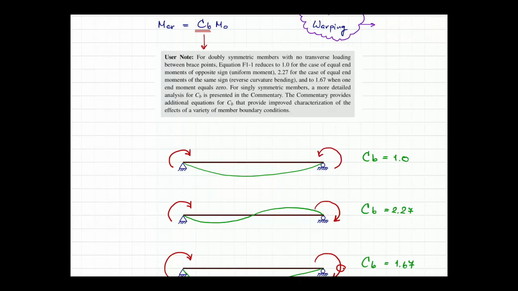when the moments are applied on both ends in the opposite direction. You can see that the moment here and the moment there are opposite. One is clockwise and the other is counterclockwise. So this is the worst case scenario. You will not get the Cb lower than 1.0. Cb, the worst one, 1.0.